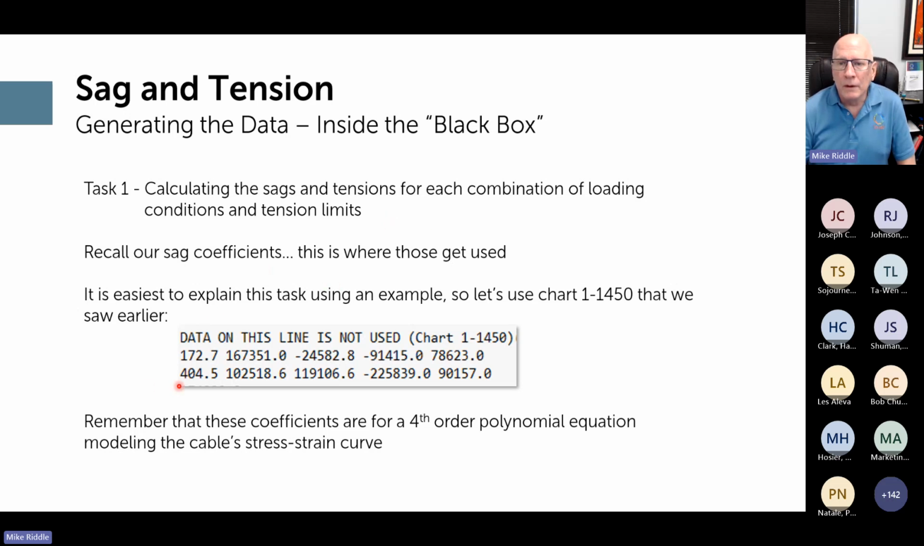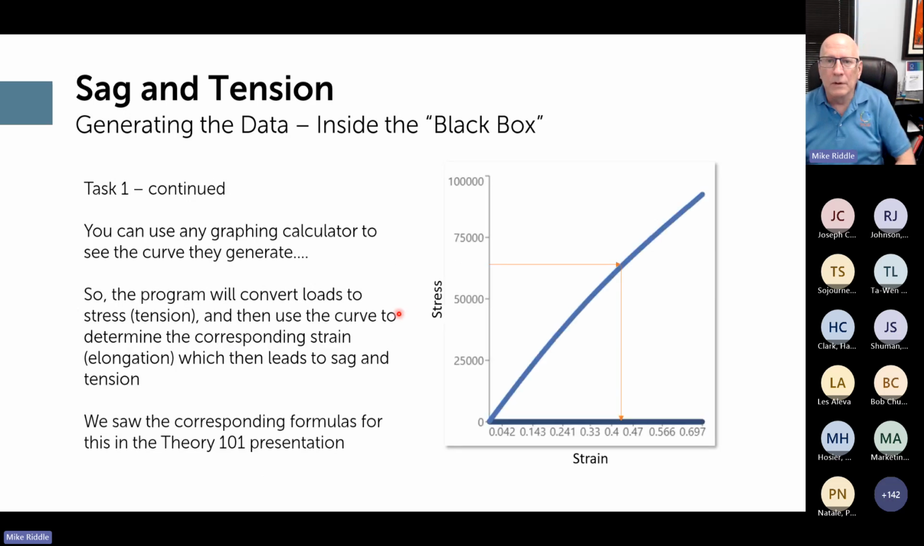Remember, we had our sag coefficients. They model a curve that would look like this. And for fun, you can go find a graphing calculator and generate the curve yourself. What the program is doing is taking loads and converting them to stress. So you find where your stress is at, you go to the curve, and now you know how much elongation you have. Once you know how much elongation you have, it's pretty straightforward to calculate the amount of sag. And then, of course, the stress converts to a specific amount of tension.